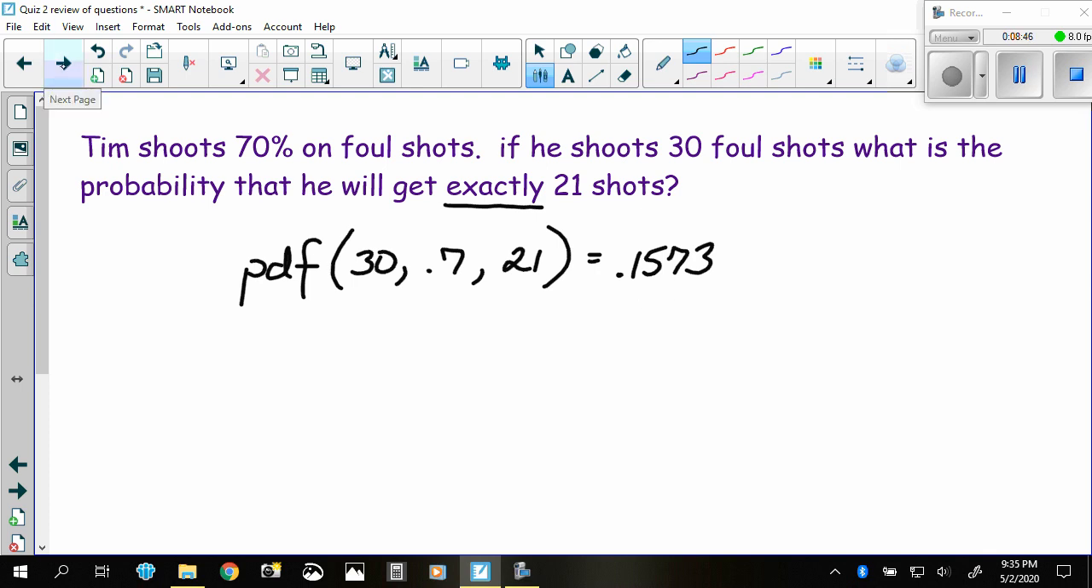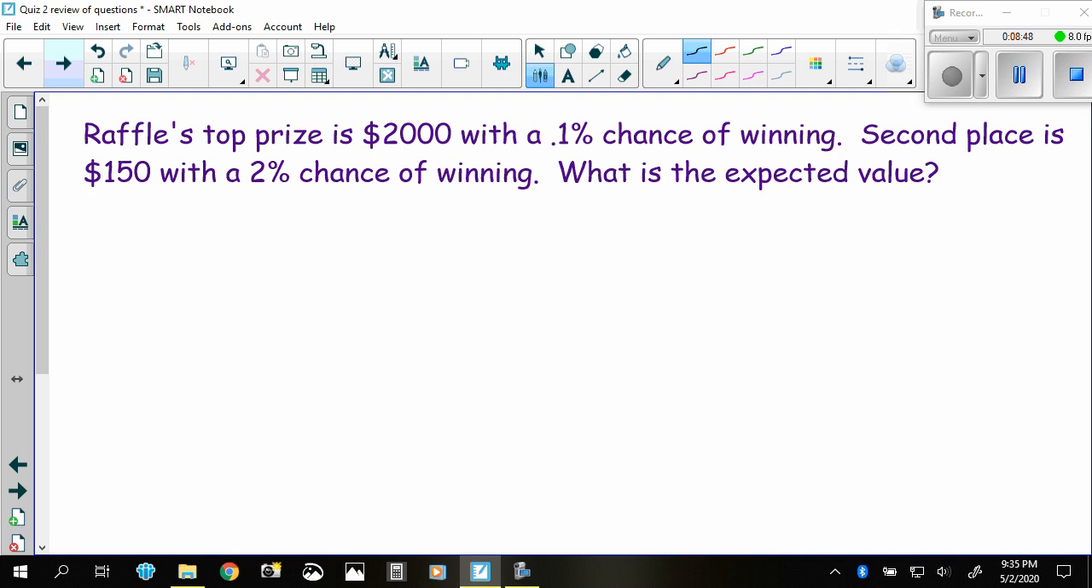Okay. From there, we move on to expected value. Now, I think what happened on this one more than likely is this probability here. Expected value just means you take the probability and you multiply it by the value for each one of the probabilities. And you do that over and over again for every probability and value that you're given.